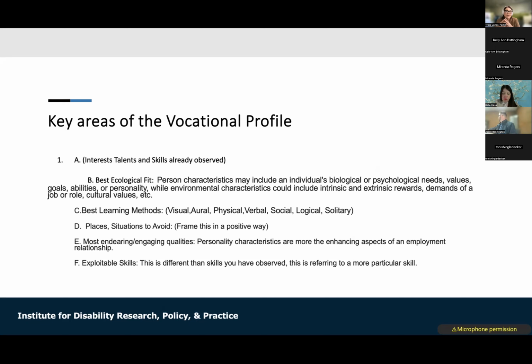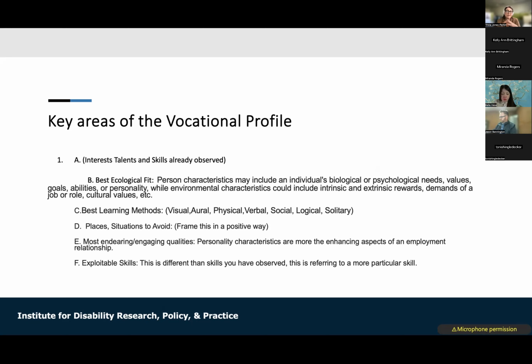Those endearing and engaging qualities, right? We've talked so much about those. Those are enhancing aspects that really strengthen the relationship of what the person brings to the table. It's whether it's noticing little details, like somebody got their hair done, or they're always opening the door for somebody, or they always pick up little pieces that don't belong on the floor, whatever it is. Those are some of those endearing or engaging qualities.